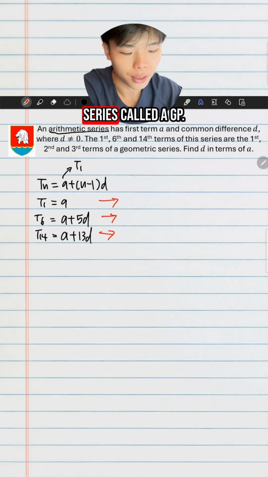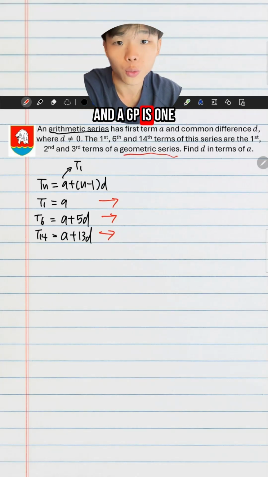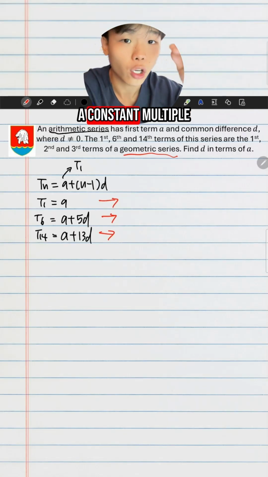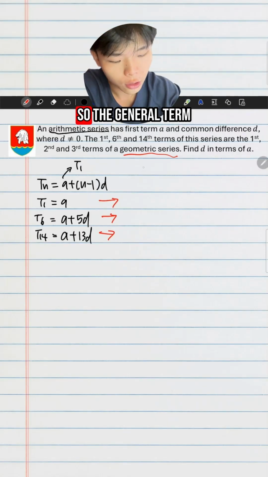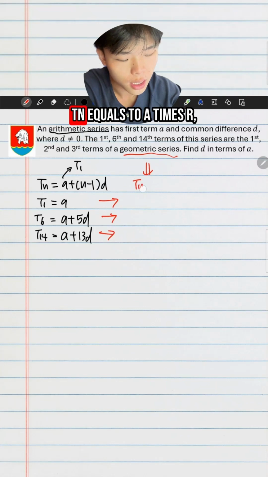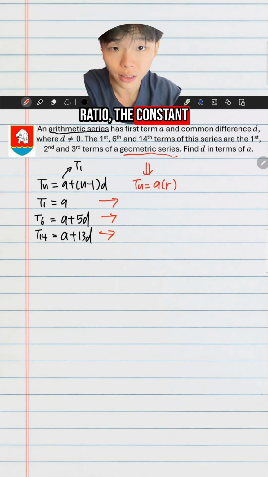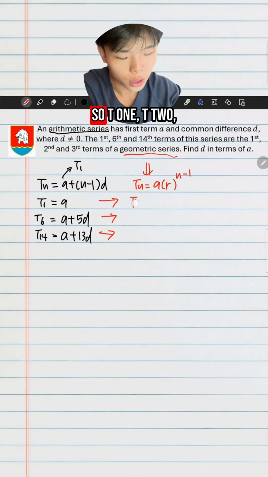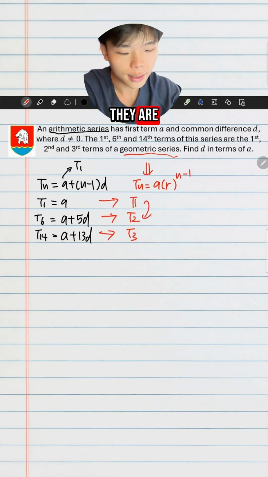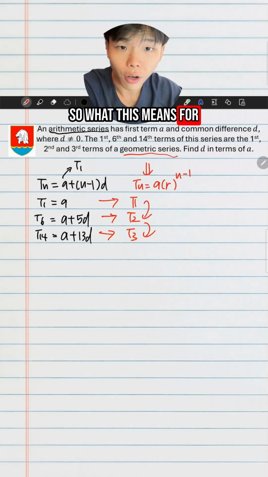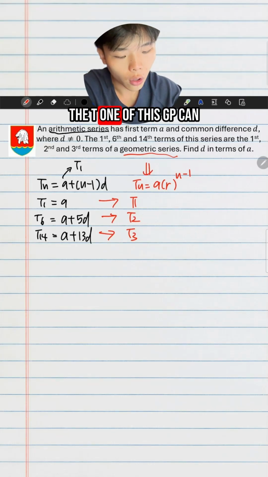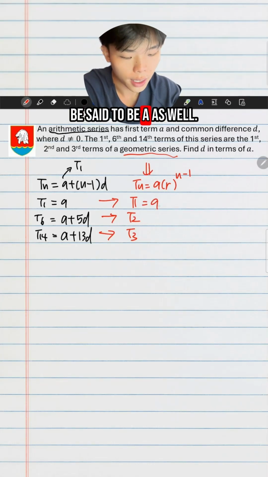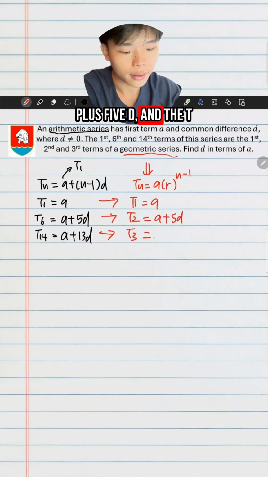So this is a separate series called a GP, and a GP is one where each term has a constant multiple between each other. The general term of a GP would just be Tn equals a times r, which is the constant ratio, to the power of n minus 1. So T1, T2, T3 are subsequent terms. What this means for us is that the T1 of this GP can be said to be a as well, the T2 of this GP could be said as a plus 5d, and the T3 of this GP could be said to be a plus 13d.